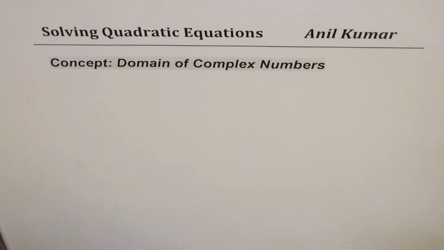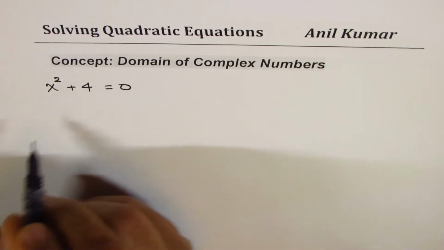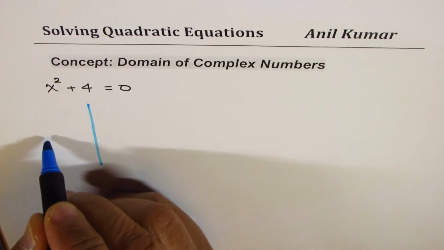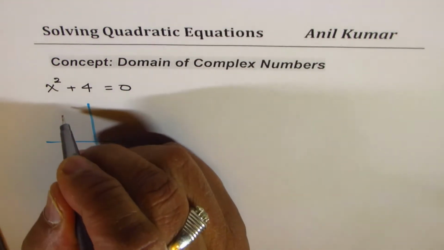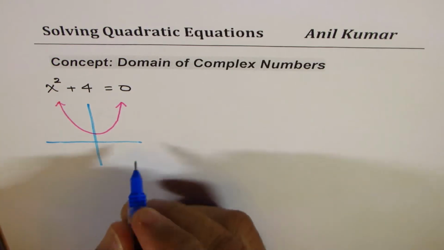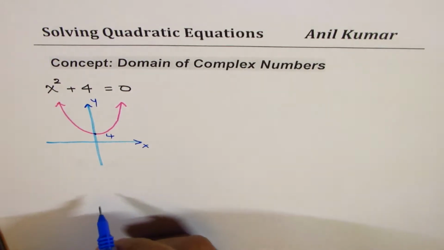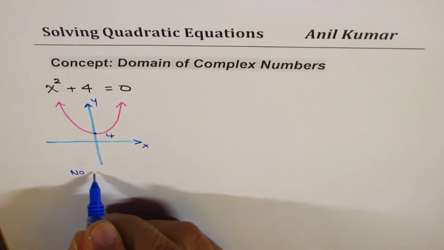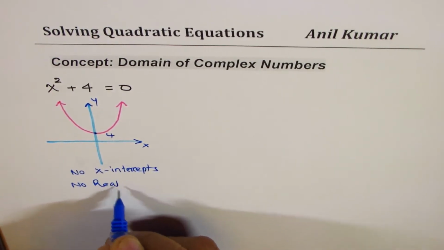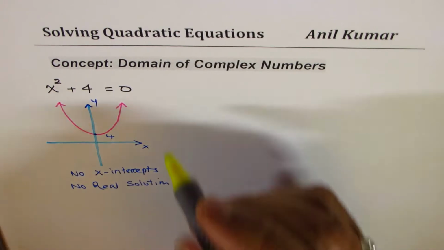So let's take an example. If I have a quadratic equation, very simple, let's say x squared plus 4 equals to 0. Now as you can see, if I'm trying to plot this equation, what do I get? I get something like this, a parabola which moves upwards, correct? Here I have the x-axis, y-axis, and this point when x is 0 is at 4. So in this particular case, there are no x-intercepts. That means no real solution. Why is there no real solution?